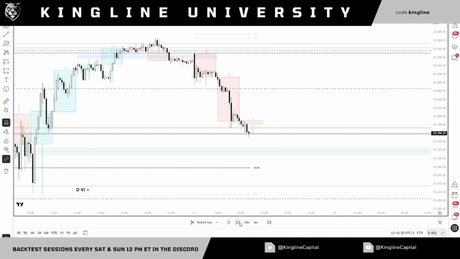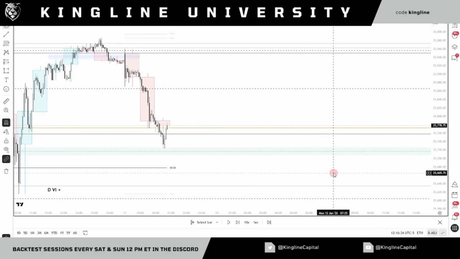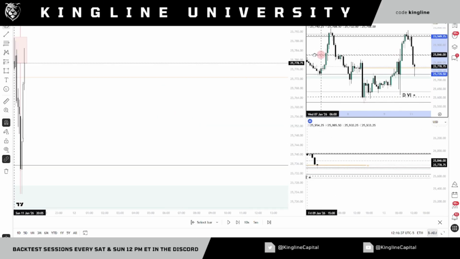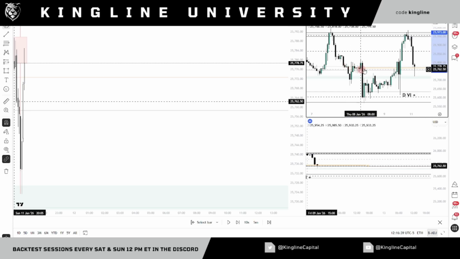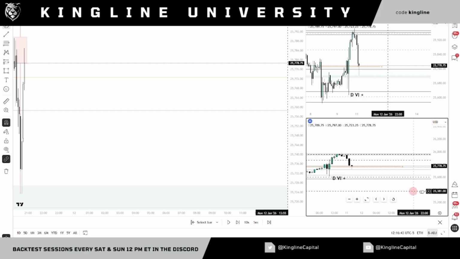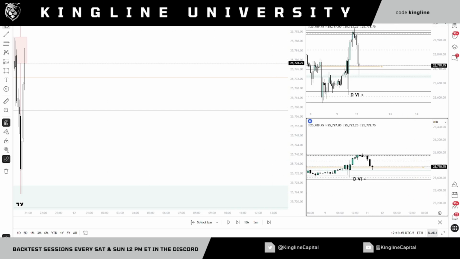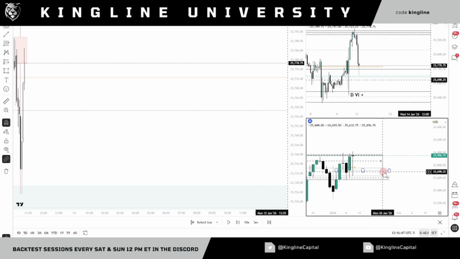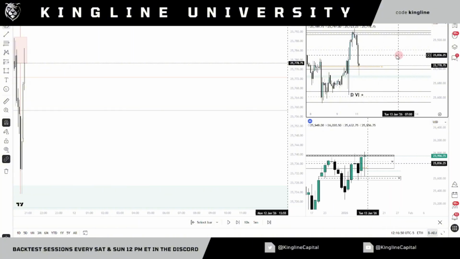So again, I'm just gonna play through until we get a sweep. This PDA is a daily, I assume. Yep, it's a daily array. It's a daily fair value gap.